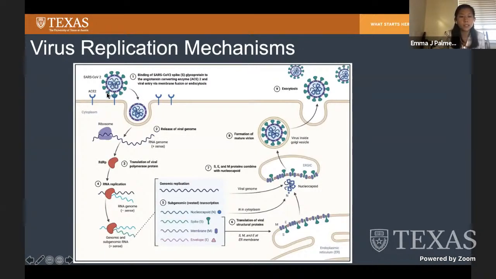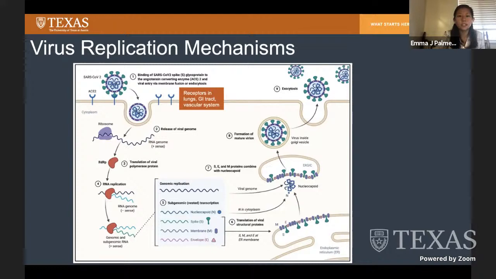So the first thing it does is it attaches to receptors in the human cell. And it is important to note that these receptors exist throughout our body. We originally thought that SARS-CoV-2 and COVID-19 were just a respiratory disease, but these receptors actually are present throughout our body. And that's why we've kind of evolved to thinking of COVID-19 as a vascular disease.